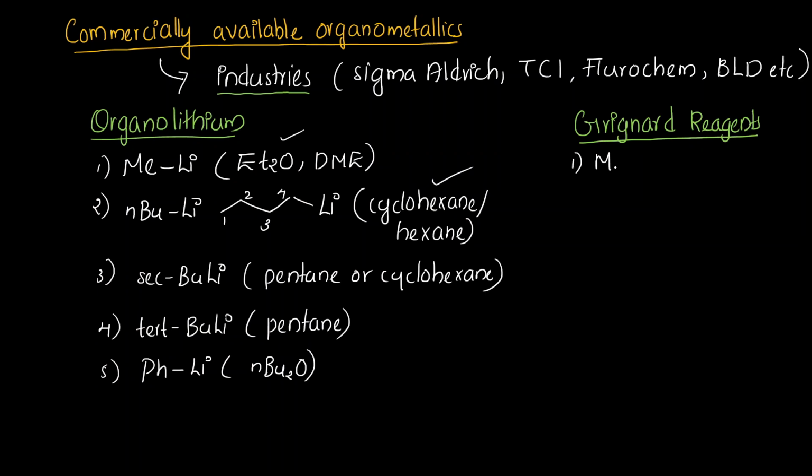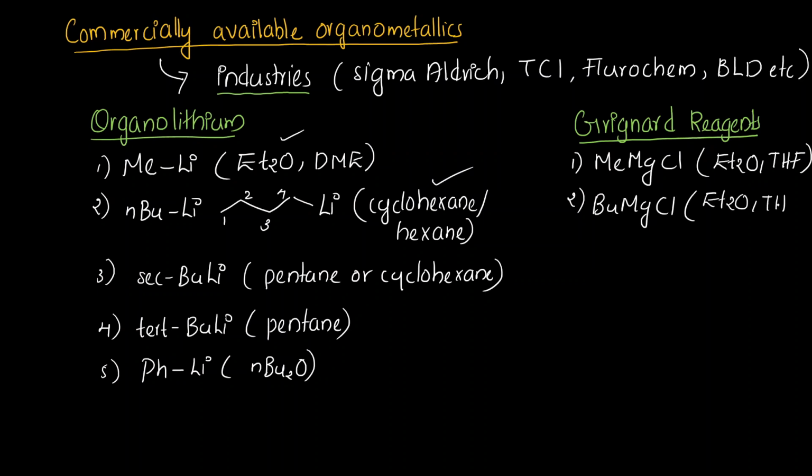So the first one, you can get the methyl magnesium chloride. It will be available either in diethyl ether or tetrahydrofuran. And you can have the butyl magnesium chloride. This one is available in diethyl ether or THF. And you can have the allyl magnesium chloride. This will be available in diethyl ether.